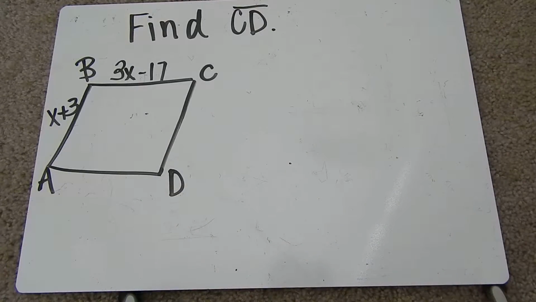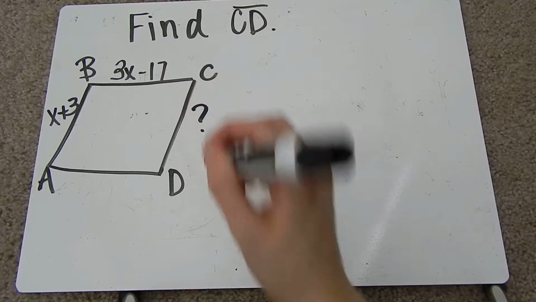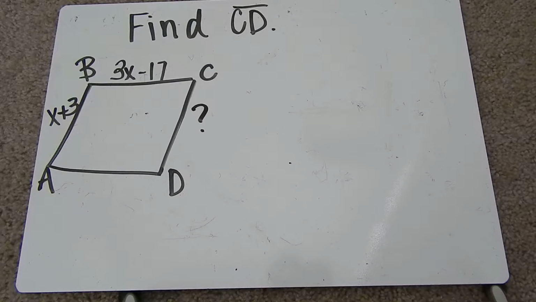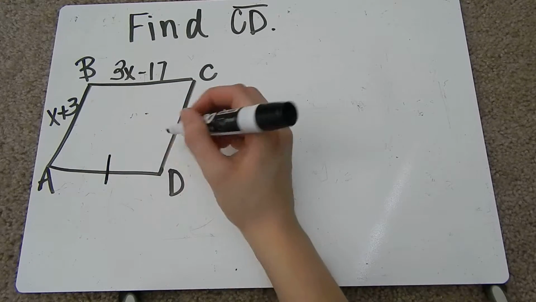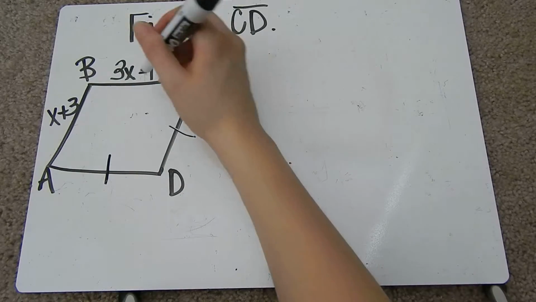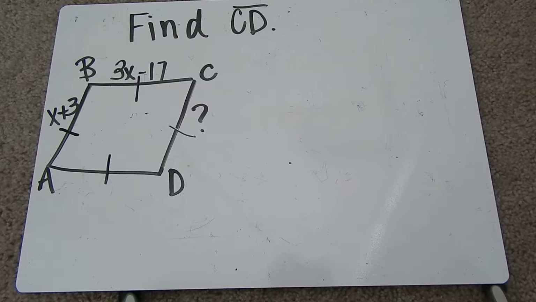Okay, so let's move on to a couple examples. This first one says find CD. Well, something we know about rhombuses is all sides are congruent. So this side equals this side, equals that side, equals that side. All sides are congruent. So, because we know that, once we find one side, we can find all four sides.